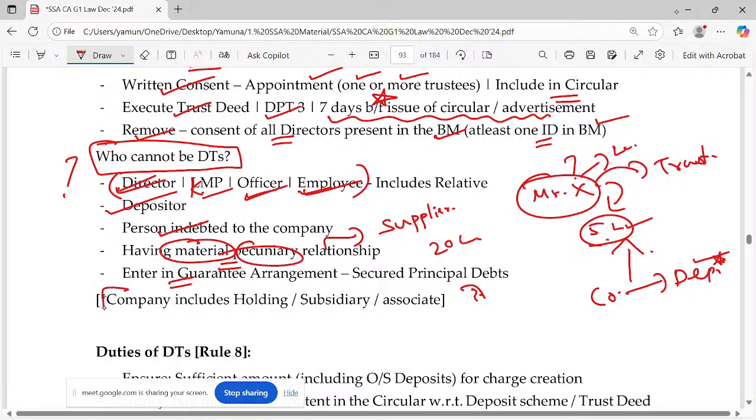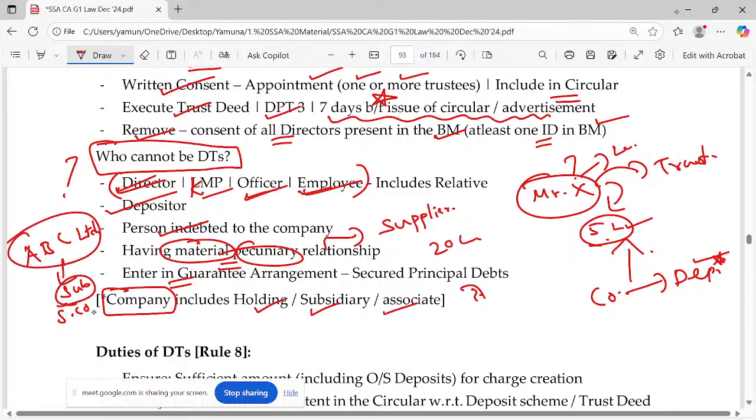Here, whenever we say company, please highlight the company includes the holding company, subsidiary company, and associate company also. I am talking about ABC company limited. If there is a subsidiary company for this company called S company, okay, நீங்க எந்த கம்பெனி பத்தி தானே பேசுறீங்க, நாங்க இந்த கம்பெனில தான் டைரக்டர். No, should not be a director in this company also.